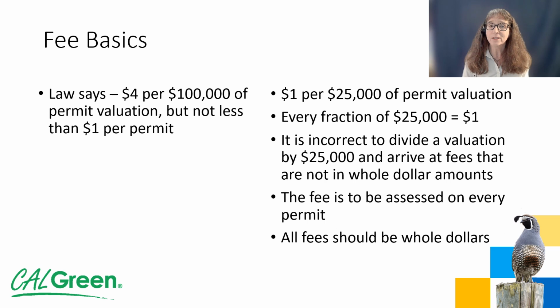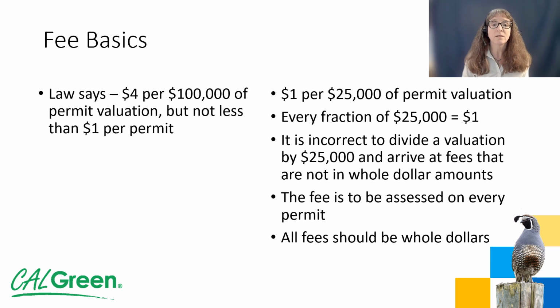Although the calculation is simple, there are a couple of misunderstandings that result in errors in fee assessments and reporting. One misunderstanding is taking the total valuation of all the building permits for a quarter and dividing by 25,000. This is incorrect because the fee is to be assessed on each individual permit, not the sum of permits issued each quarter. Proper calculation shall not be less than $1 per permit, meaning that the fee on any permit of less than $25,000 is always $1.